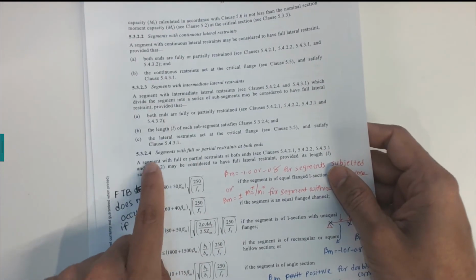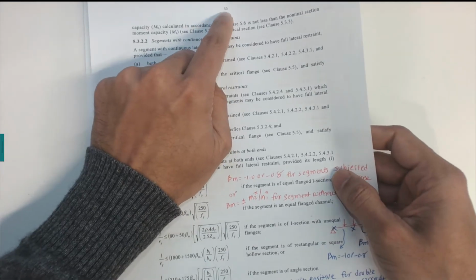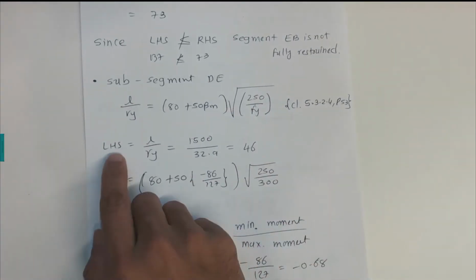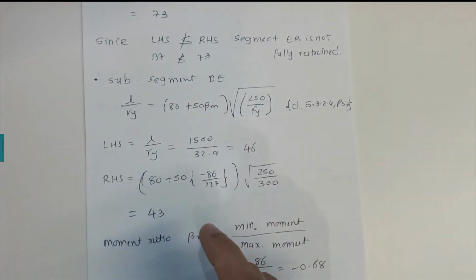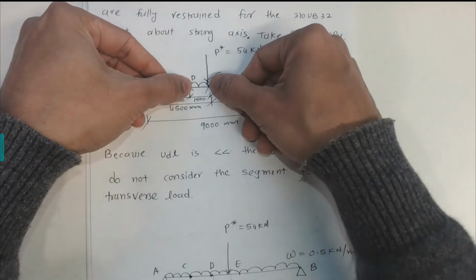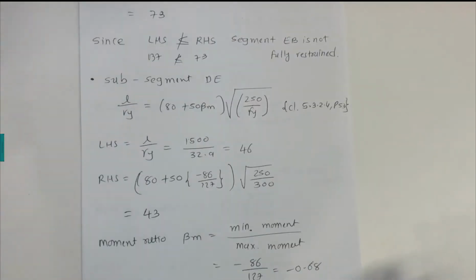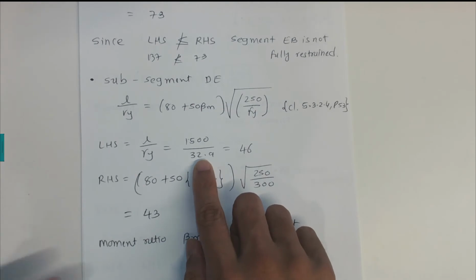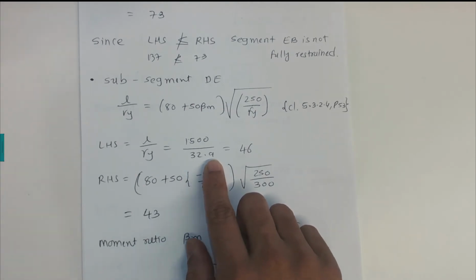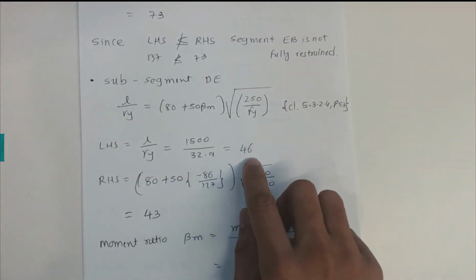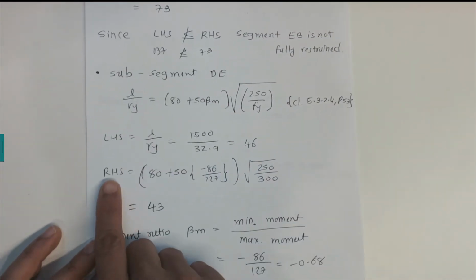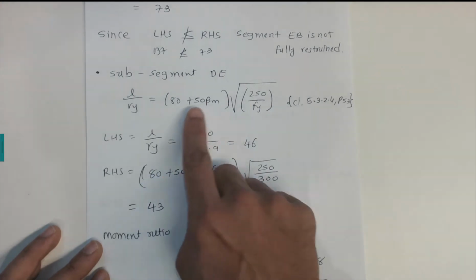That equation is taken from clause 5.3.2.4 on page number 53. Left hand side L over ry. Please note the subsegment DE has a length of 1500 millimeters. That is given here. We have a radius of gyration of 32.9 that we obtained from the steel table. So 32.9 gives us 46. The right hand side is equal to these equations.